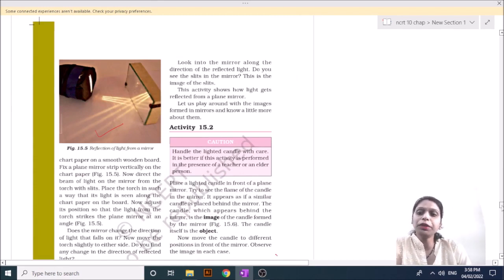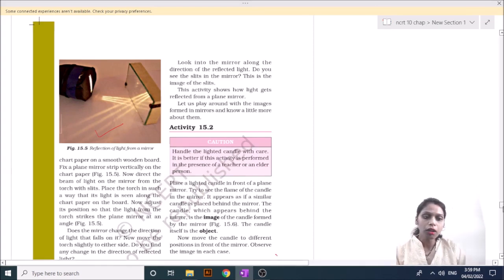In this activity we take a torch and wrap it with black chart paper having 3 vertical slits, and put in front of that a wooden cardboard wrapped with chart paper, and hang one plane mirror there. When you switch on the torch, you will see the light is reflected by the plane mirror. It shows that reflection of light occurs here.